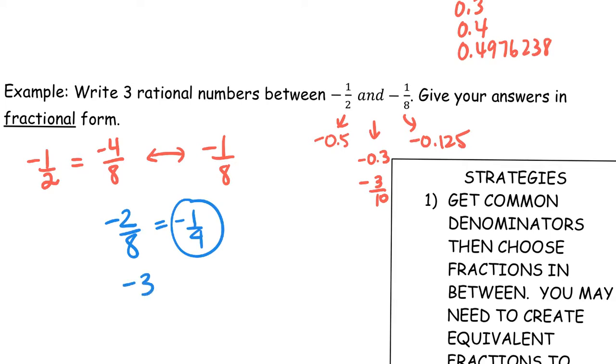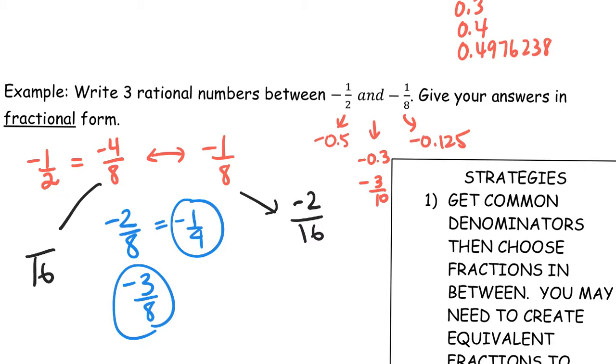You've got -3/8. Now, if I can't get another one because I can't fit another number in between -1 and -4, what you can do is make your denominators even bigger. So what I mean by that is let's make these into 16ths by multiplying top and bottom by 2. So this is -2/16. This is multiplying top and bottom by 2, -8/16. So now I've got a bunch of others that I can choose from.